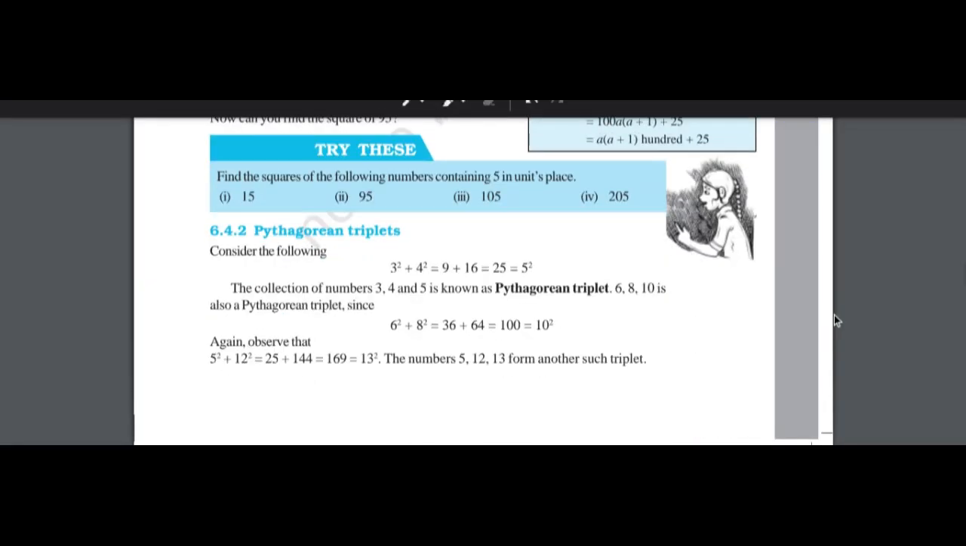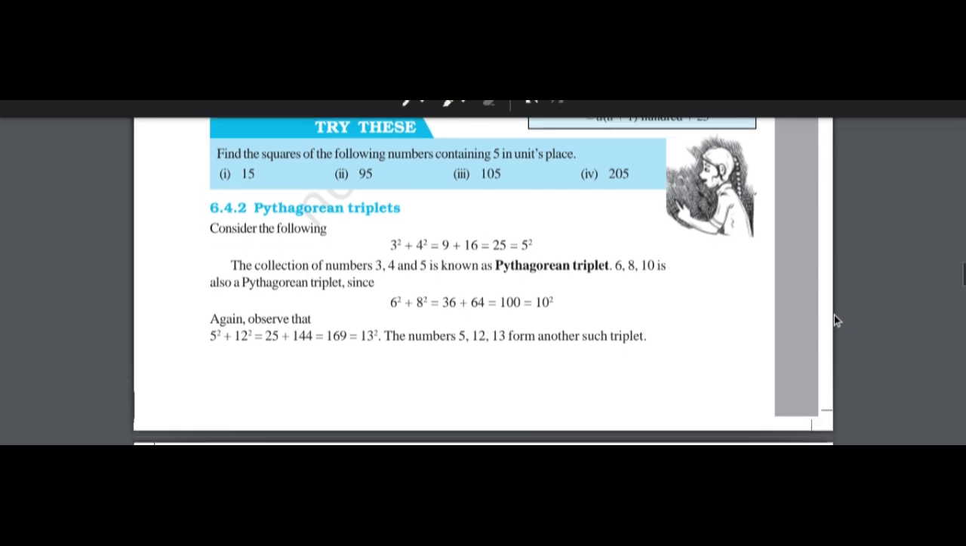This is known as, so this is the MCQs in your past yearly exam, Pythagorean triplets. Consider the following. 3 square plus 4 square. 3 square 9, 4 square 16. We get 25. And 25 is also the square of 5. The collection of number 3, 4 and 5 is known as the Pythagorean triplet. 6, 8, 10 is also the Pythagorean triplet.